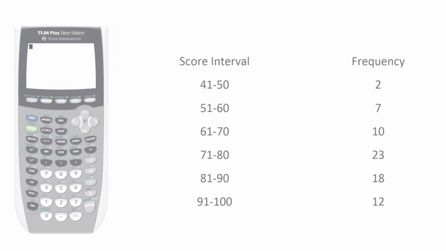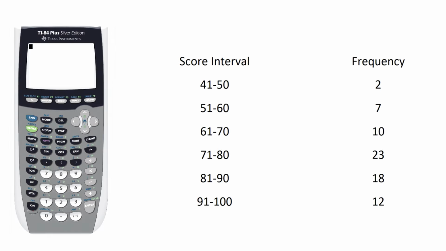In this video, we'll be talking about mean and standard deviation with interval or grouped data. So on the screen, we have a number of intervals of test scores. What we see is that 2 students got between 41 and 50, 7 students got between 51 and 60, and so forth, up to students who got between 91 and 100, and there were 12 of those.